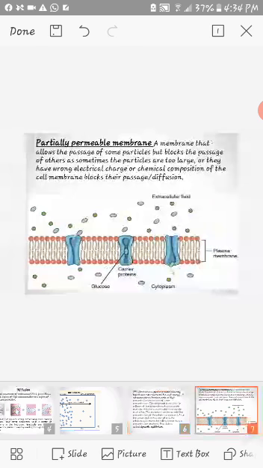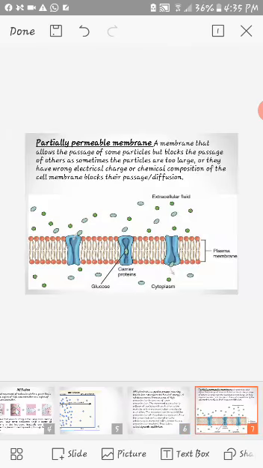Okay, so our cell membrane is actually a partially permeable membrane, which is known as a semi-permeable membrane as well, because it allows only some of the particles to pass through it, whereas it blocks other particles, right? So why does it block the other particles? Because if the particles are too large, or they have different electrical charges, or sometimes the chemical composition does not match with the cell membrane, it blocks the passage in and out of the cell, right?